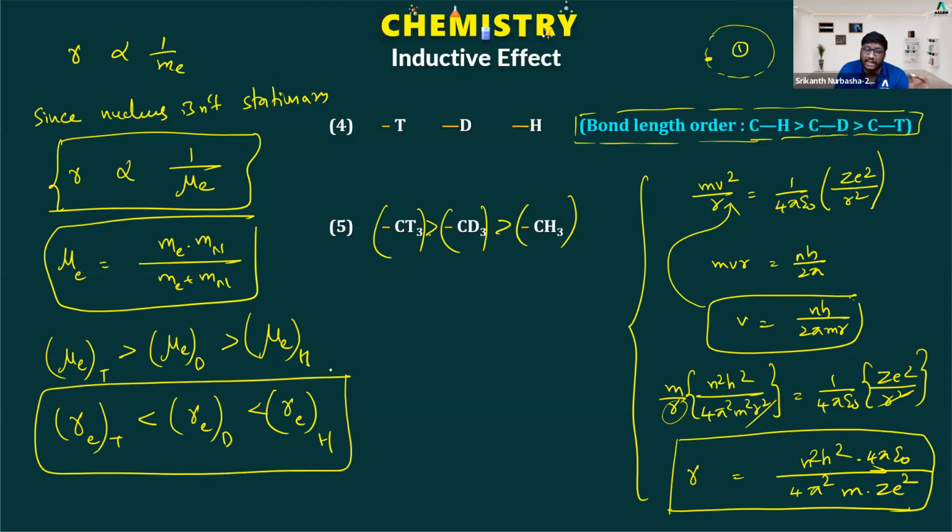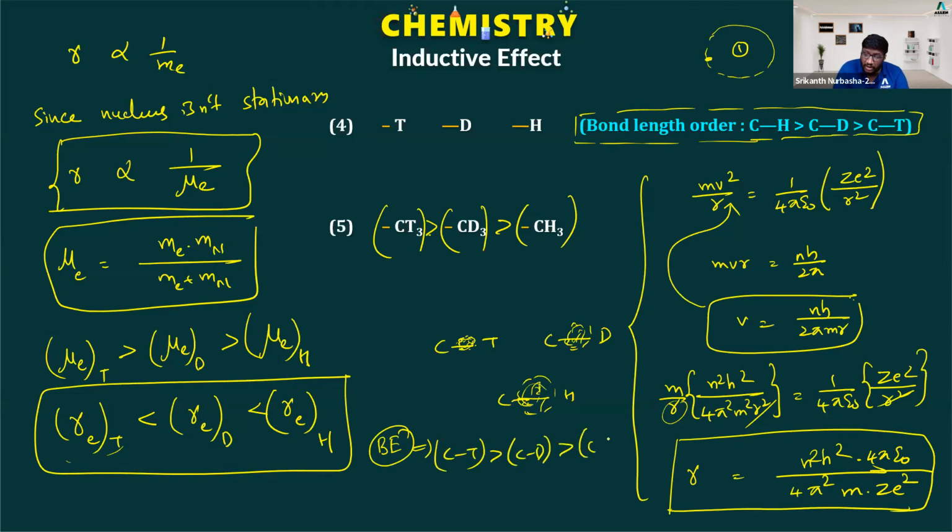The smaller the radius, the greater the electron density. In the CT bond, the electron density is moving in a smaller radius. In the CD bond, it moves in a larger radius. In the CH bond, it moves in a much larger radius. So which bond is stronger? Comparing bond energy, the CT bond is stronger than the CD bond, and the CD bond is stronger than the CH bond.